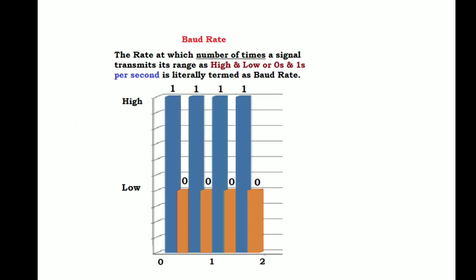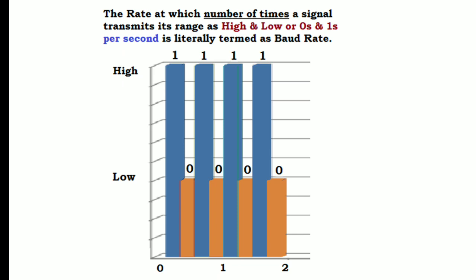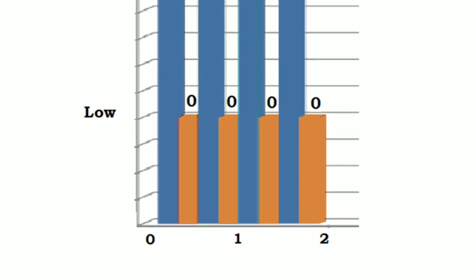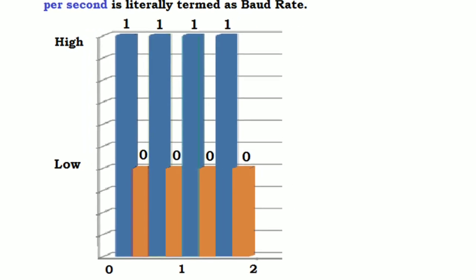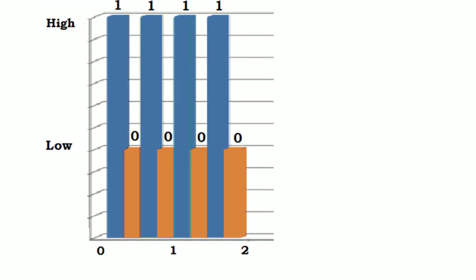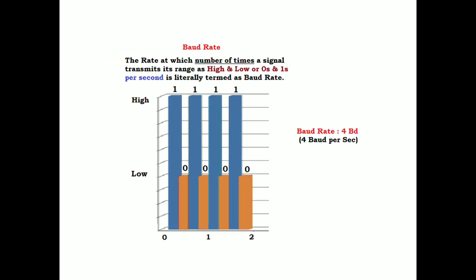See here, you don't want to get confused by the data; you have to consider only the bits, either 1, 0, 0, 1 and so on. Here we have the data transmission of the bits 1010: in 0 to 1 second we have 4 transitions. In the same way from 1 to 2 seconds we again have 4. So that means we have a baud rate of 4 baud per second. This is the exact definition of baud rate. If you compare the definition with the graph, you can understand that the rate at which the number of times the signal transmits its range, as high and low or zeros and ones, per second is literally called baud rate.